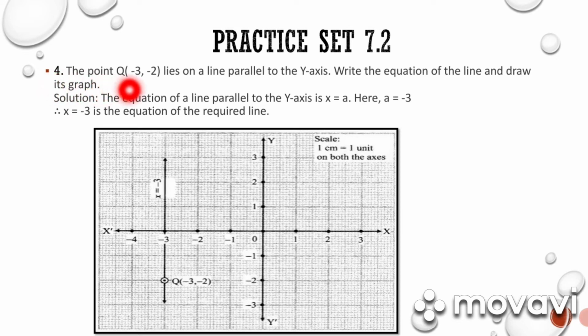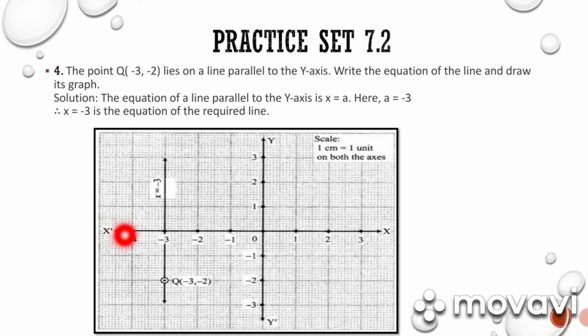The point Q, whose coordinates are -3 and -2, lies on a line parallel to the y-axis. Write the equation of the line and draw its graph. Solution: the equation of a line parallel to the y-axis is x = a. Here the x coordinate is -3, therefore a = -3. Therefore x = -3 is the equation of the required line. Let us now draw the graph.